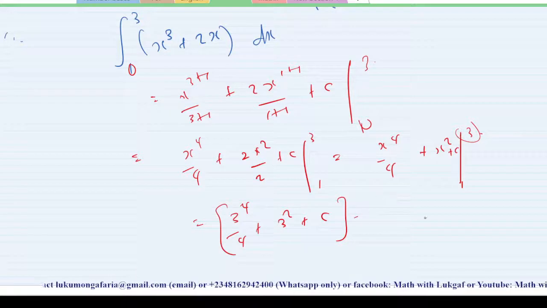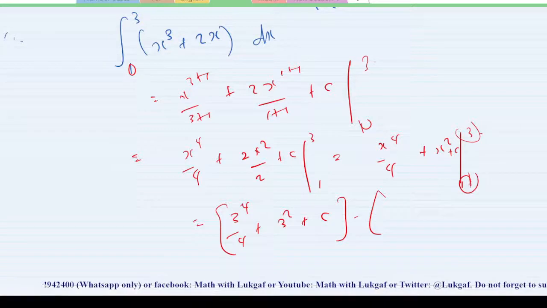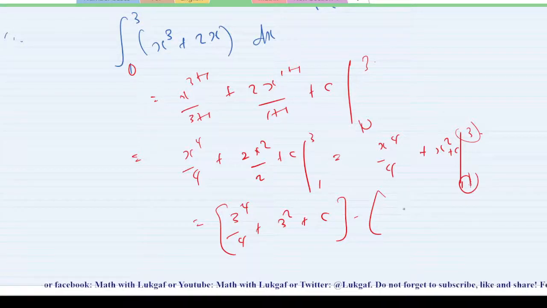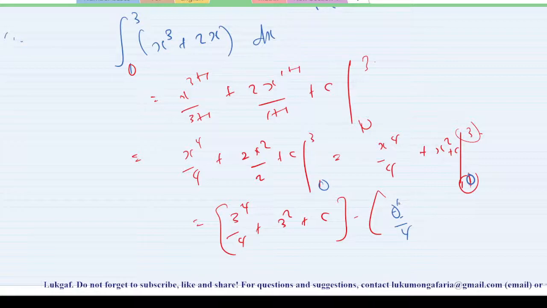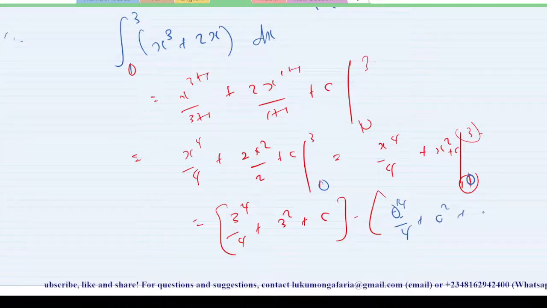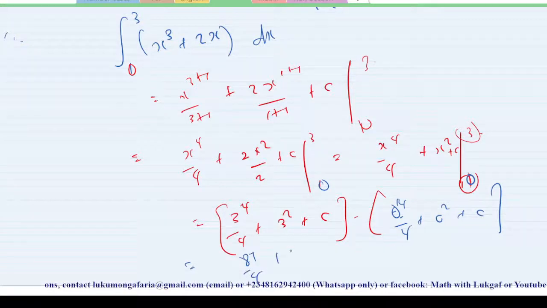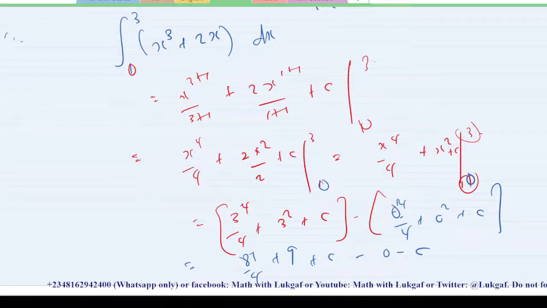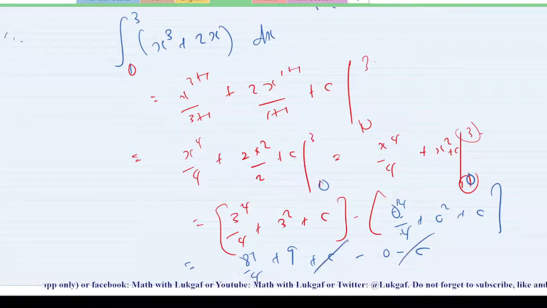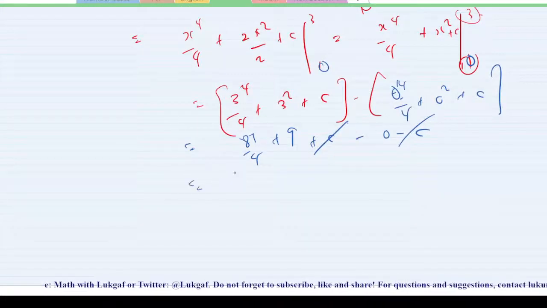Then minus, where you see x again, you put 1, that is the lower limit. Then that will give me 1 to the 4 over 4 plus 1 squared plus c. At the end of the day, this will give me 81 over 4 plus 9 plus c minus 1 over 4 minus 1 minus c. What do you observe? You can see that c and c cancel each other. Then at the end of the day, we have a definite answer.